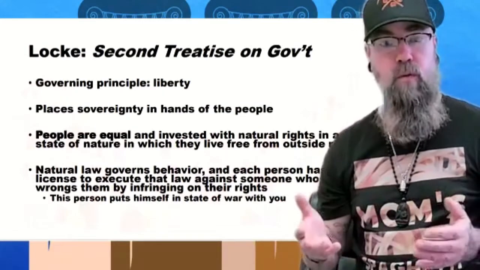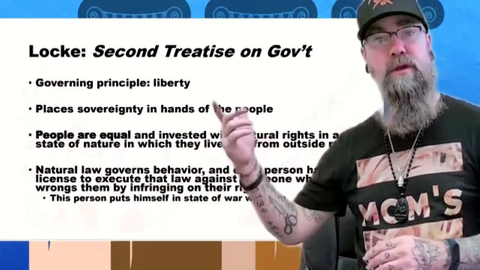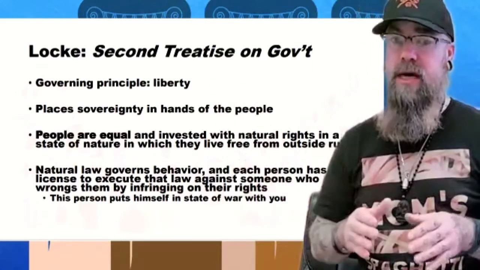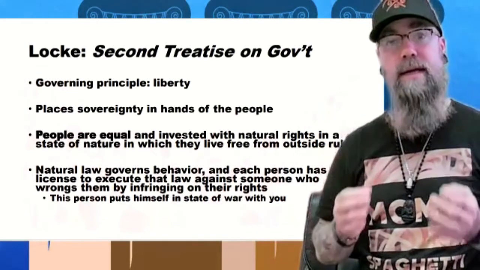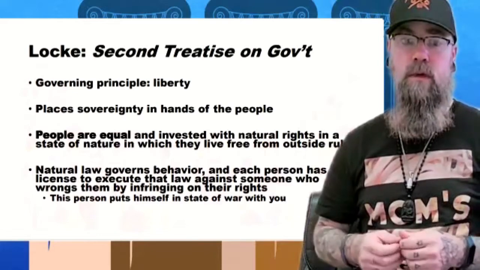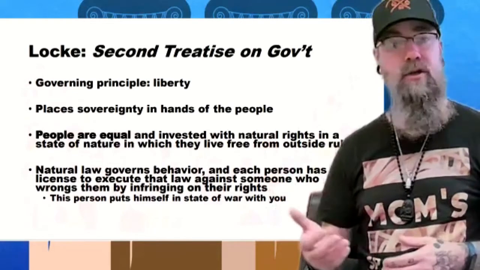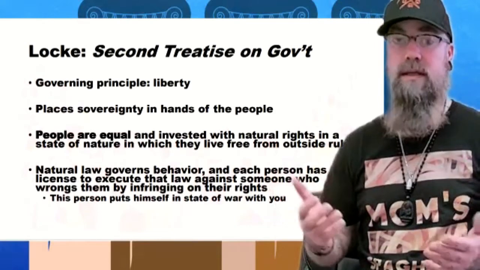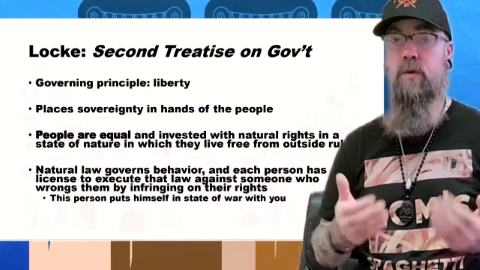One of Locke's most famous works was titled The Second Treatise of Government. Here he argued the prime government principle is liberty and places sovereignty in the hands of the people. He said people are equal and invested with natural rights in a state of nature in which they live free from outside rule. Natural law governs behavior, and each person has a license to execute that law against someone who wrongs them by infringing on their rights. This person puts himself in a state of war with you.